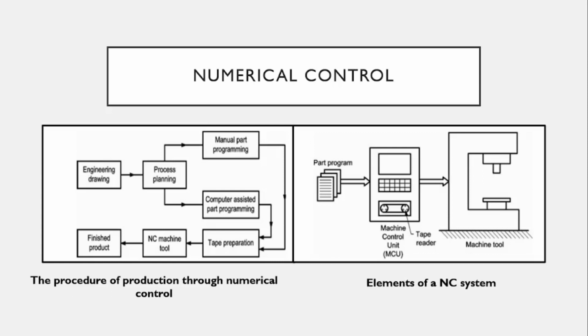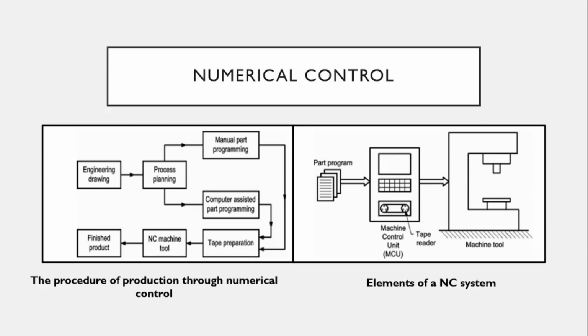In the first diagram, the procedure of production through numerical control. In the second diagram, elements of an NC machine. NC is nothing but numerical control. So first, we should know about the procedure. We are going to find out the procedure of production through numerical control.